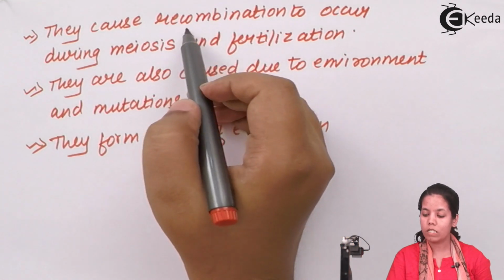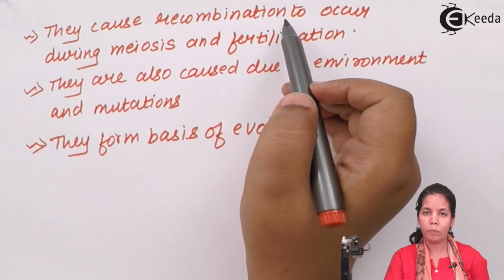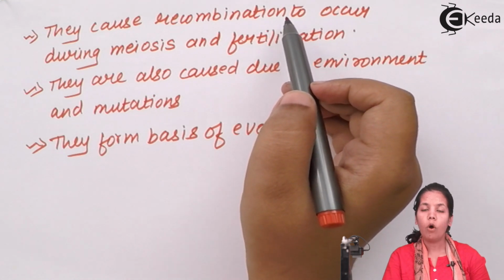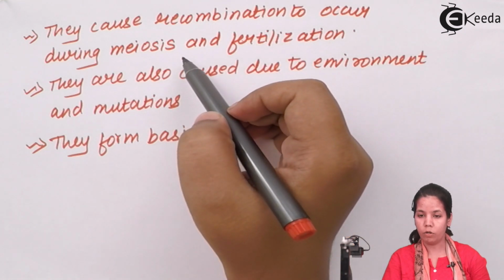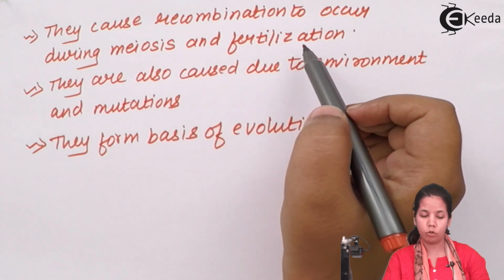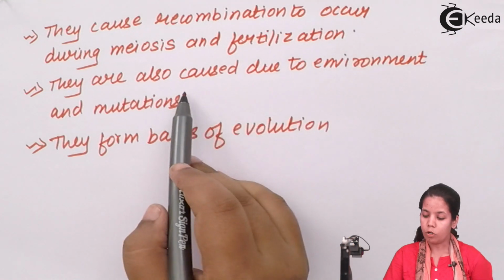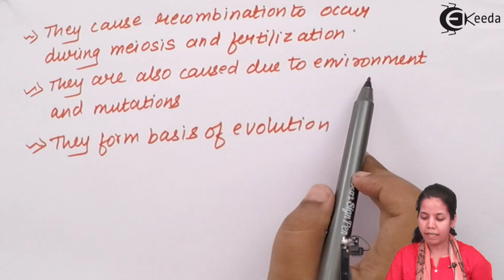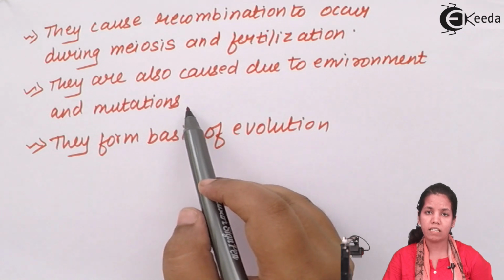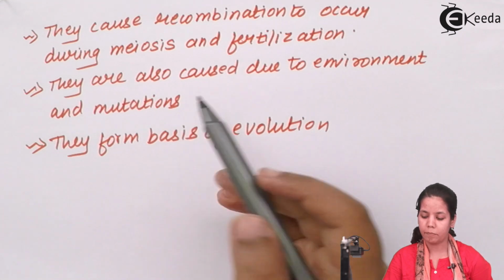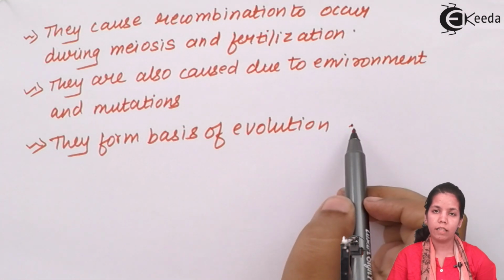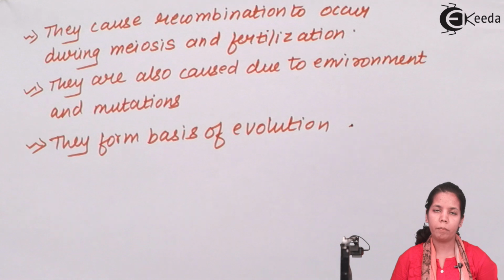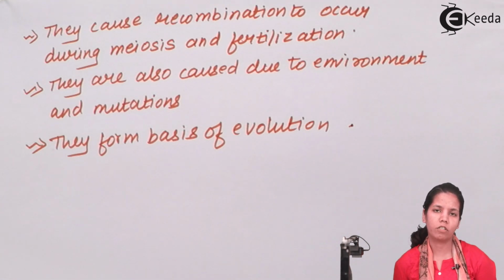Now, variation causes recombination to occur. When I say recombination, it is nothing but crossing over of alleles on the homologous or sister chromatids, especially during meiosis and fertilization when a child or a progeny is formed. They are also caused by environmental or mutation changes. Mutation means a change in the ATGC complex. They form the basis of evolutionary studies or evolution or change. The way human progeny or plant progeny is changing, evolutionary change is due to variation.